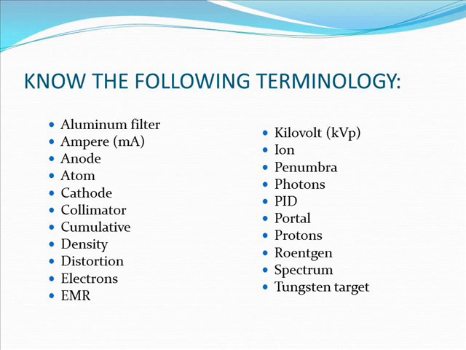Penumbra is fuzziness on an X-ray, where it is not very sharp or clear or crisp. Photons is the proper term for radiation, as it is created from the electrons hitting the tungsten target. The PID is a position indicator device, proper name for the cone. The portal is the hole where radiation can go through the middle of the collimator. Protons are the positively charged particle of an atom.